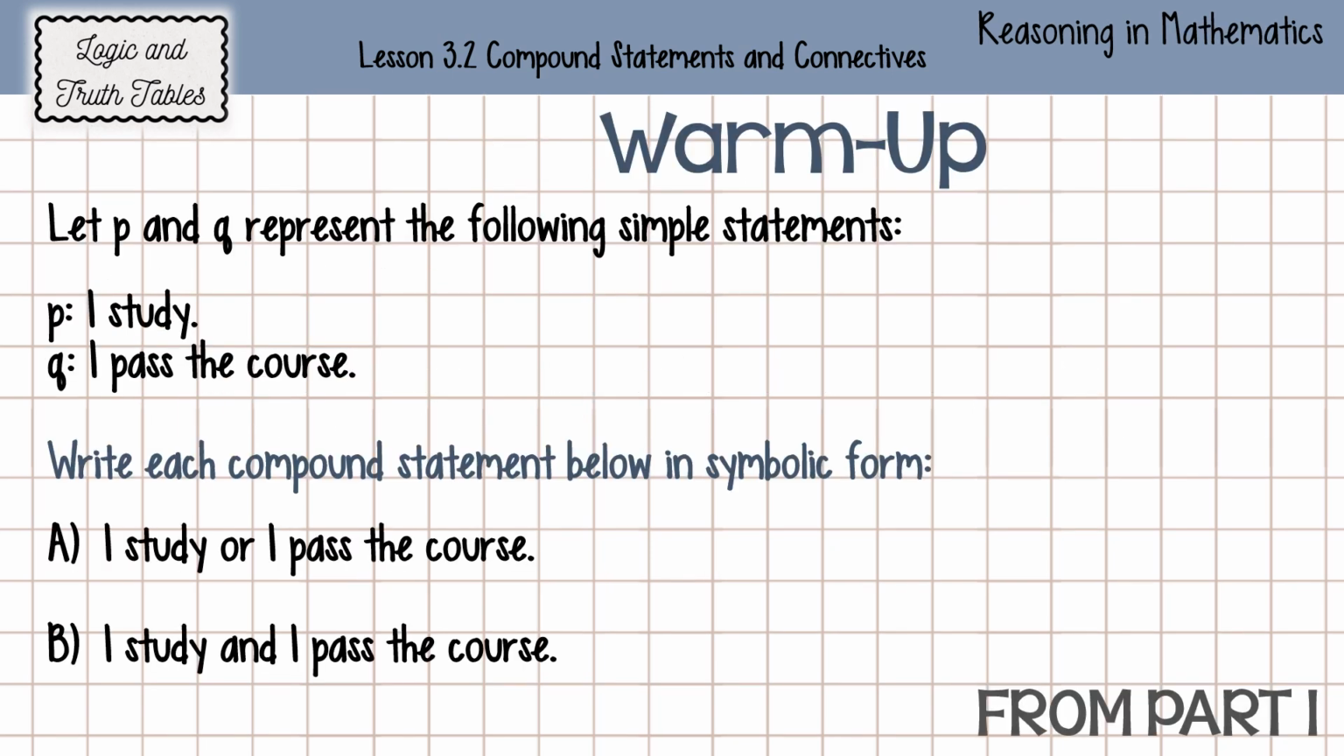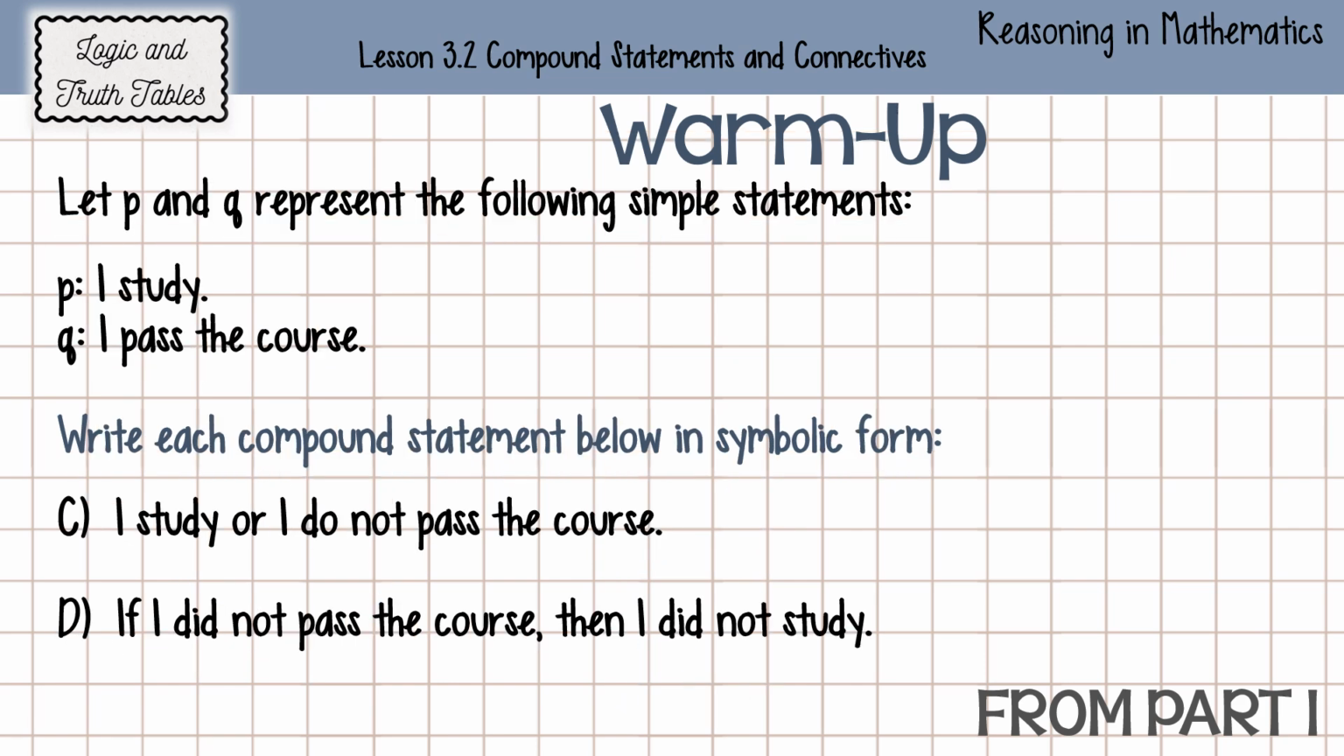Warm-up. Let P and Q represent the following simple statements. P is I study, Q, I pass the course. Write each compound statement below in symbolic form. So it says I study, that is P, or, there's our mathematical symbol for or, I pass the course, which is Q. So it is P or Q. I study is P, and there's the mathematical symbol for and. I pass the course, which is Q. So it's P and Q, symbolic form.